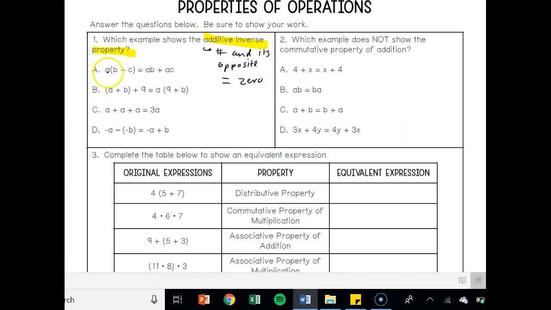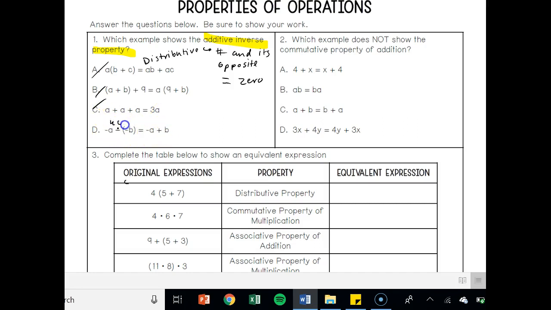So A times (B plus C) equals AB plus C. No, that's the distributive property. We don't need that there. A plus B plus 9 equals A, 9 plus B. I think they want that to be the associative property, but that's not even true. A plus A plus A equals 3A. No, that's not true.